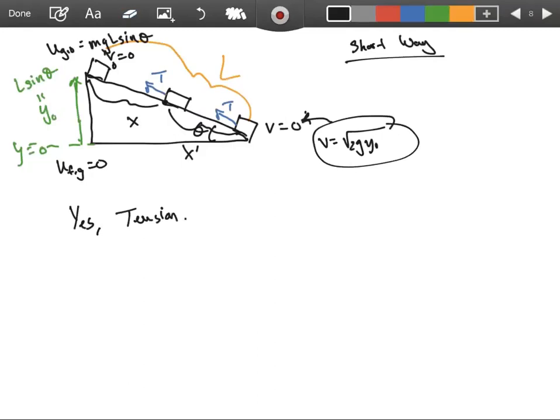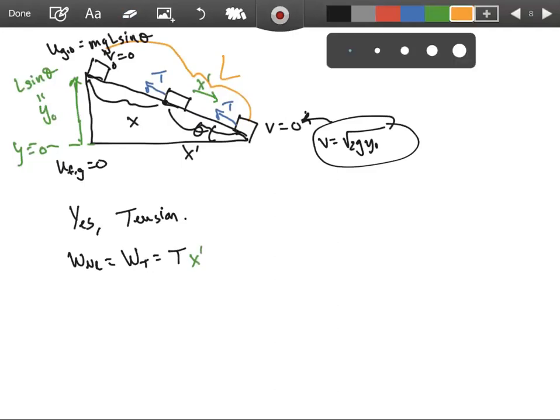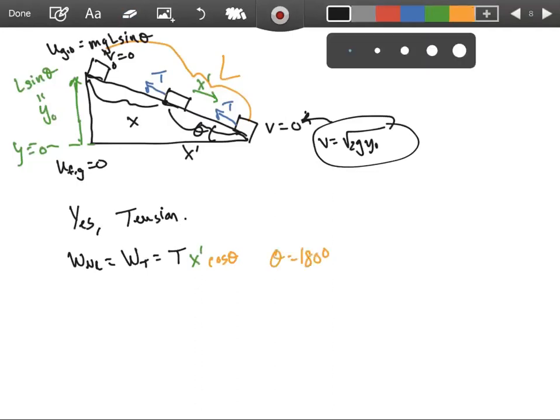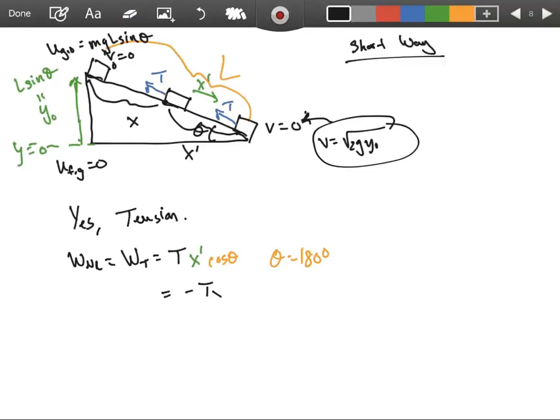Great. So then what is the work done by the nonconservative force? That then is going to be equal to the work done by the tension, which is going to be equal to tension times my displacement. In this case, my displacement will be down the plane, but if the tension is only acting on the distance of x prime, it's again going to be times x prime, times then cosine of the angle between the two. Now, since the displacement is down the plane, but the tension is up the plane, that means my angle is going to be 180 degrees. So that means my work done by my tension is minus t times x prime.